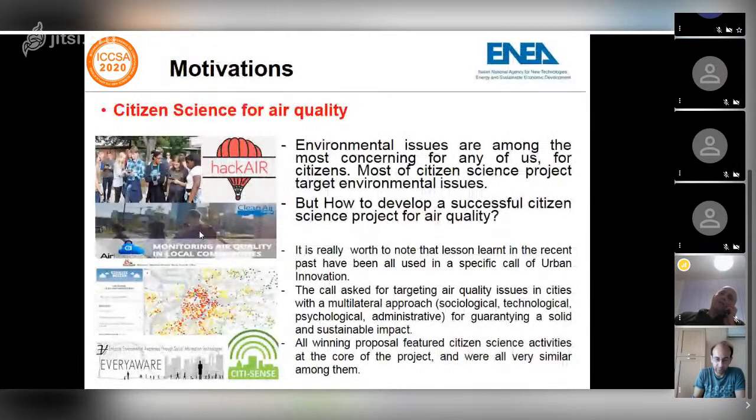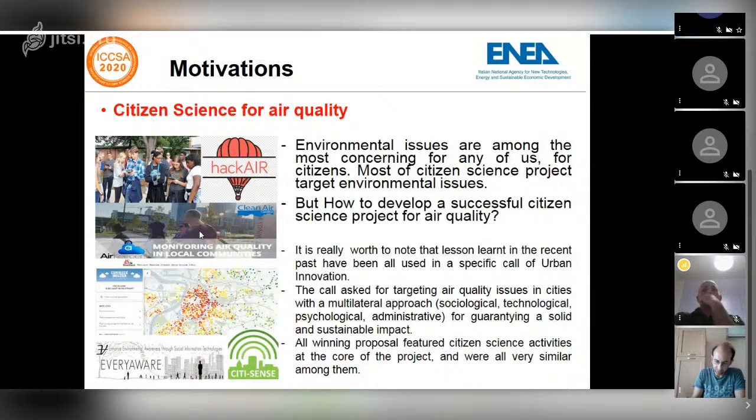So, what are the motivations? We know that the environmental issues are very important for the citizens, especially in this emergency period. And in particular, in the last years, several projects focus on citizen science. But how can we develop a good air quality-based citizen science project? Different factors are involved. Several aspects have to be considered. For example, start from the main local source of air pollution.